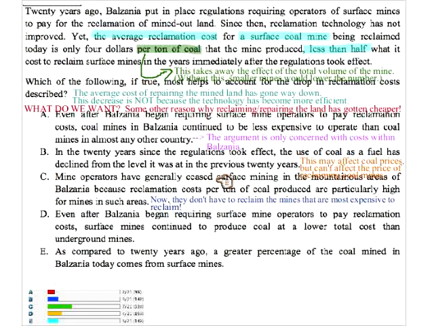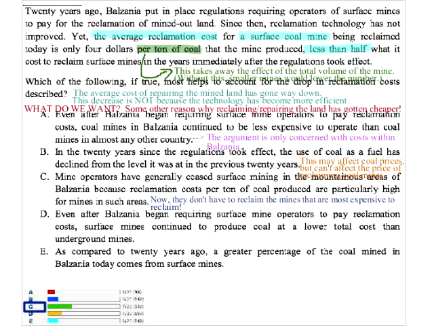D, even after the, so C is going to be it. That's going to be the one that we want. But let's look at the other two choices anyway, because people did pick them. Even after Balzania began to require surface mine operators to pay reclamation costs, they continued to produce coal at a lower total cost. Again, we're only concerned with the cost of reclamation. The cost of coal production is actually irrelevant.